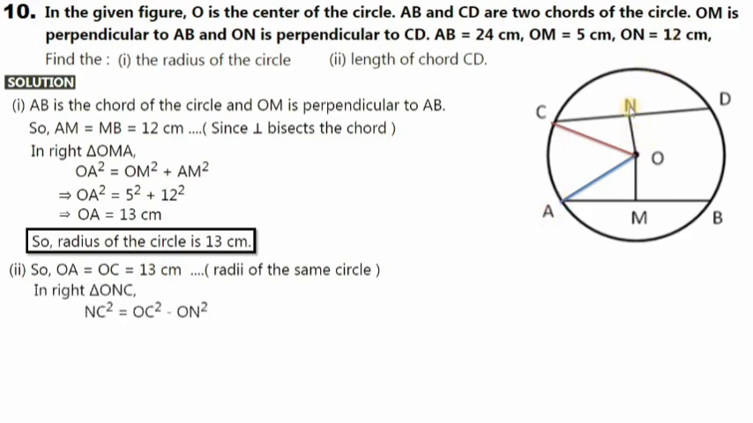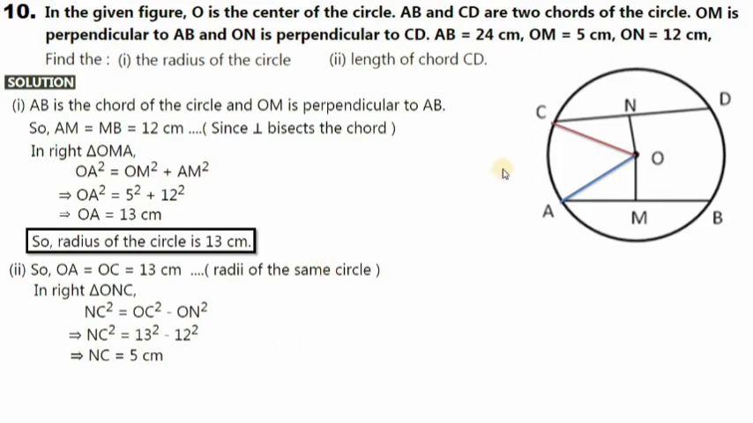So in this right angle triangle, OC square will be equal to ON square plus CN square. From there, CN square becomes OC square minus ON square, right? So put the values. OC is 13, ON is given to be 12. Find the squares and simplify, and this turns out to be 25. So NC square is 25 means NC becomes square root of 25, which is 5.